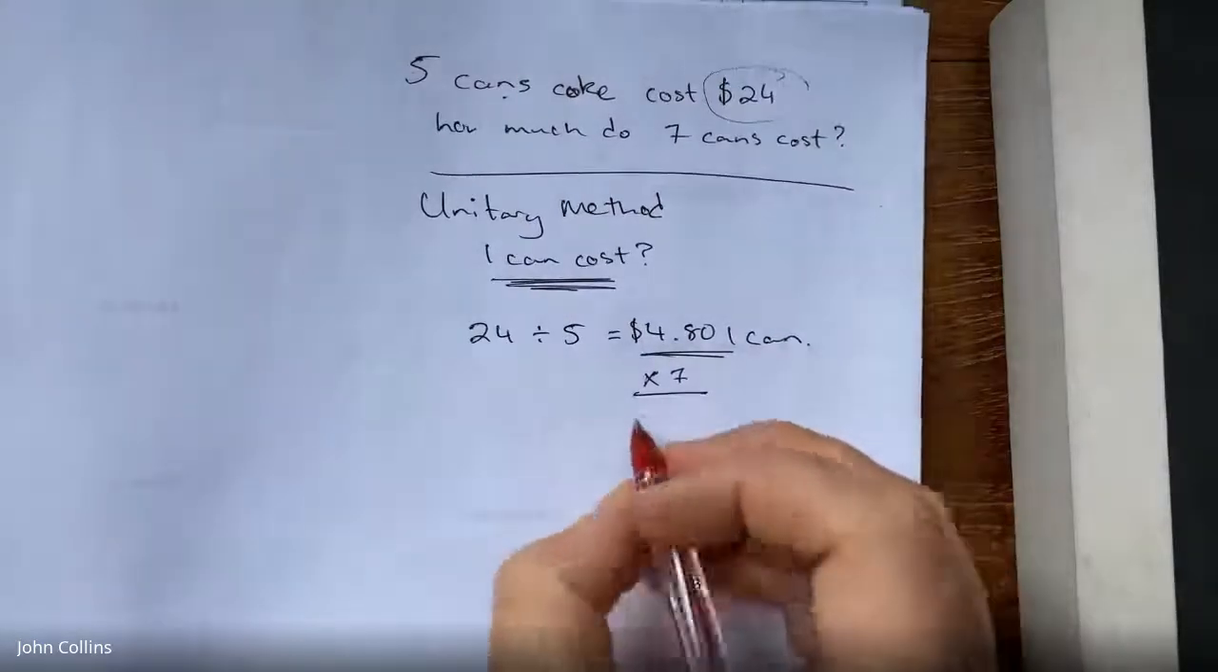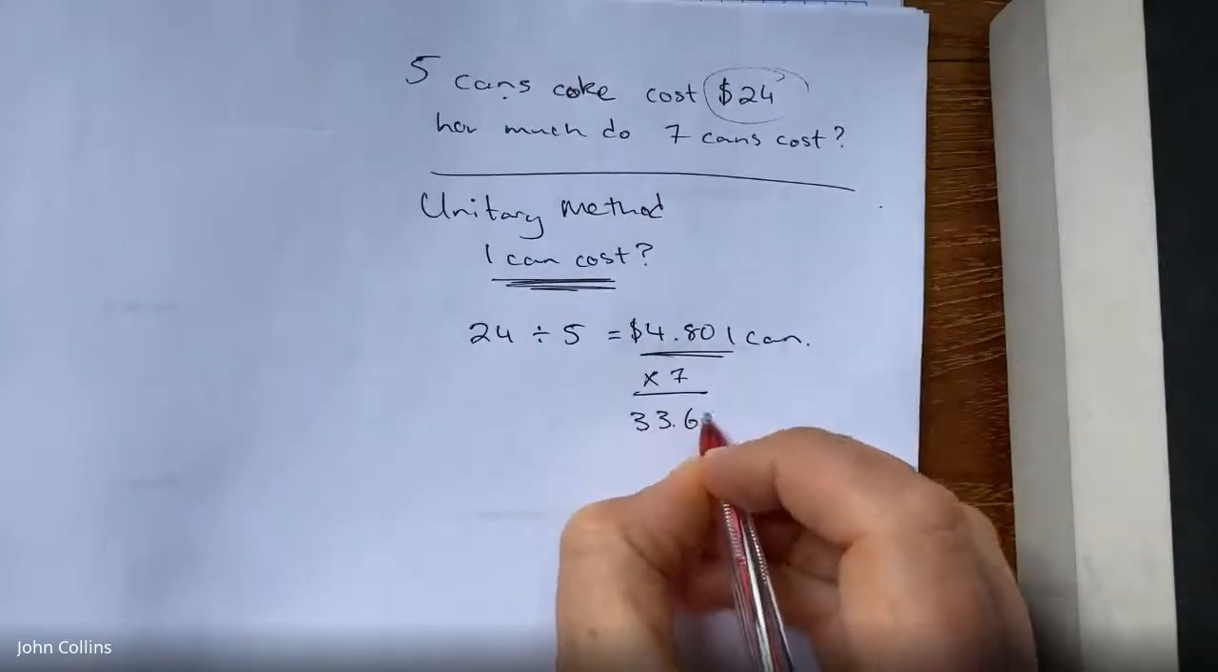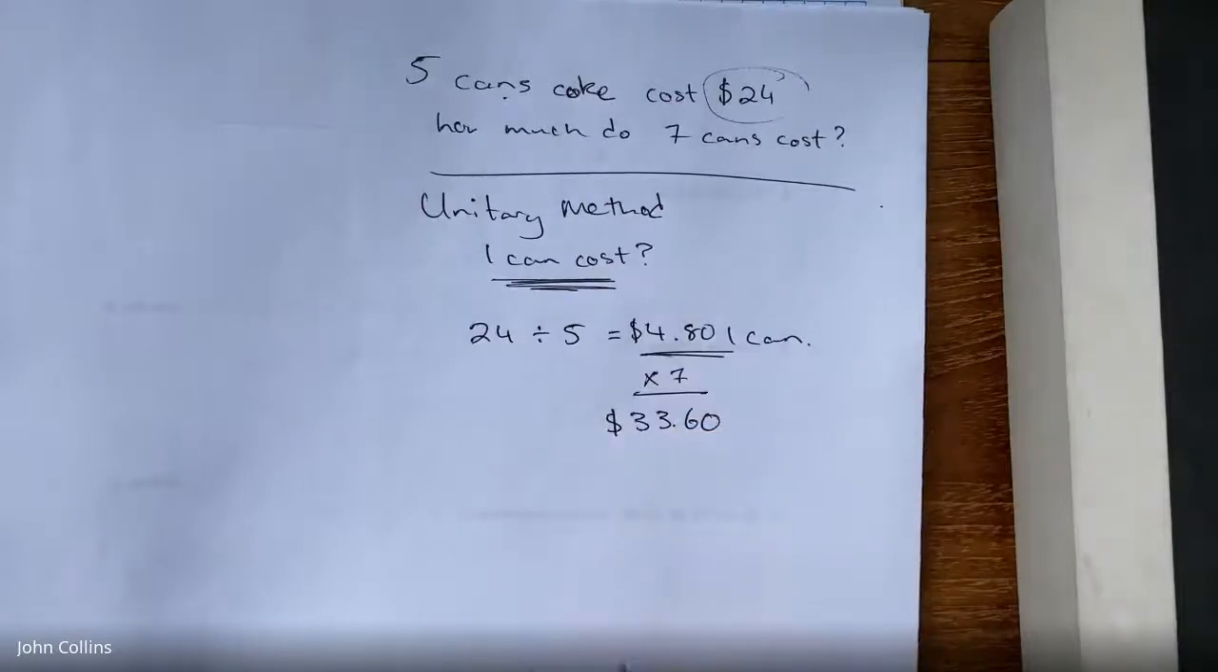Once I know what 1 can is, and of course, loads of you got that in the chat, $33.60 when I multiply by 7. Well done. Okay, so that's an example of the Unitary Method. It's so convenient to working out the cost of, to get from 5 to 7, to get from any number to any number, bring it back down to 1.